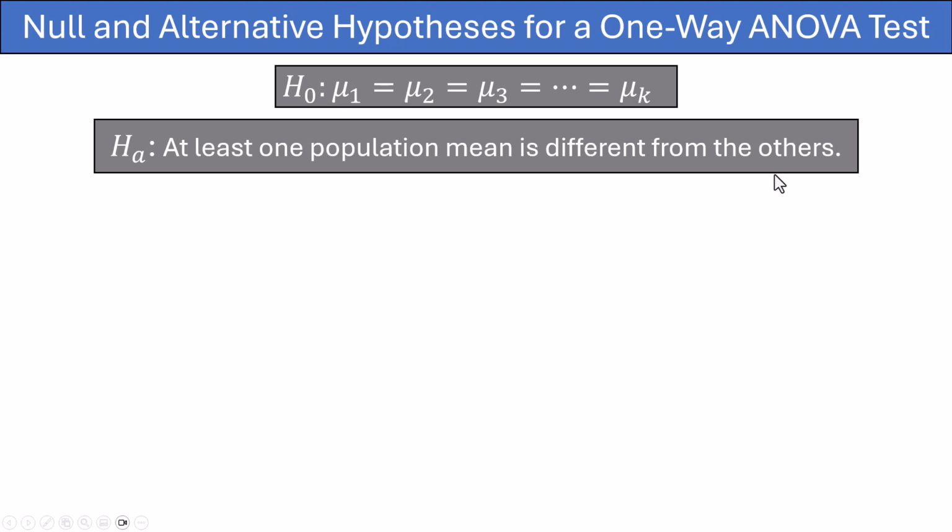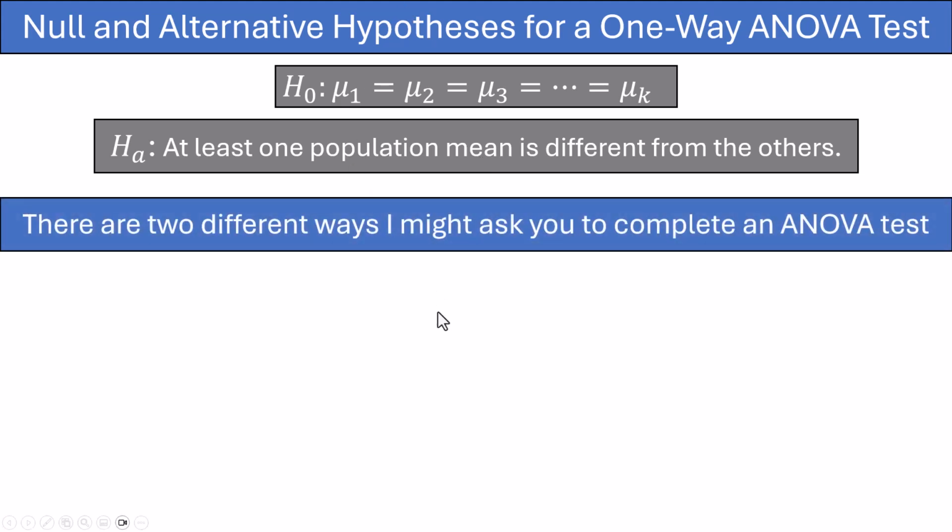The alternative hypothesis will always be that at least one of those population means is different from the others. Note, you must write this out in words. You can't just write mu1 is not equal to mu2 is not equal to mu3, etc., because that is actually too strict. That's not what the alternative hypothesis is saying. It's saying that just at least one mean is different from the others. It's not saying they all have to be different from each other. Just at least one has to be different from the others for the alternative to be true.